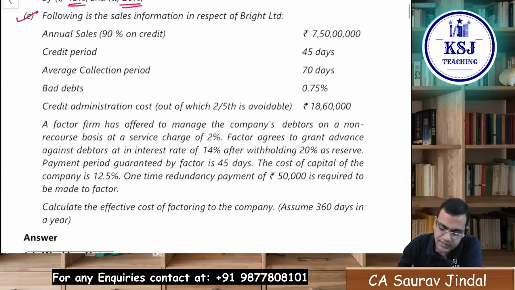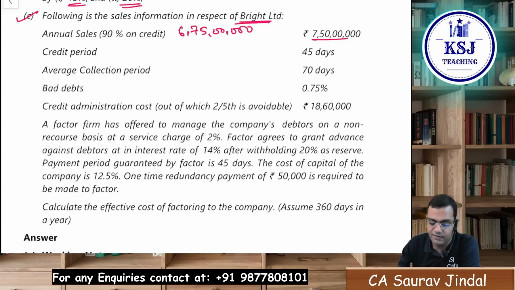The following is the sales information in respect of Bright Limited. Annual sales is 90% on credit, 7 crore 50 lakhs. So 90% of that means 6 crore 75 lakhs is your credit sales. Credit period is 45 days. Average collection period is 70 days. Bad debts is 0.75%. Credit administration cost is 18,60,000, out of which 2/5 is avoidable. 18,60,000 into 2 divided by 5, that is 7,44,000 is avoidable.